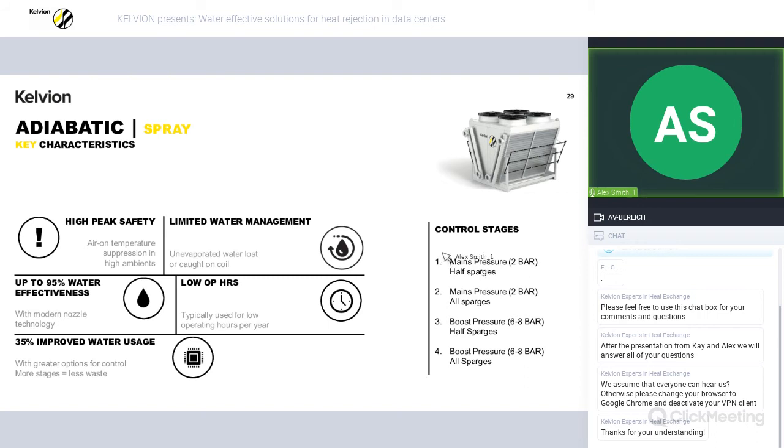For a spray system such as this, we can have up to four control stages, where we have just plain mains pressure and operating half of the sparges. So in this picture with four sparges, you'd operate sparges one and two. We can then go to a second stage of control, which offers all the sparges. The third stage is then having half the sparges again, but with a boost pressure from a pump, and then finally boost pressure and all four sparges.